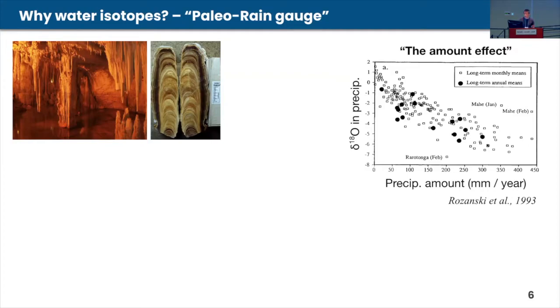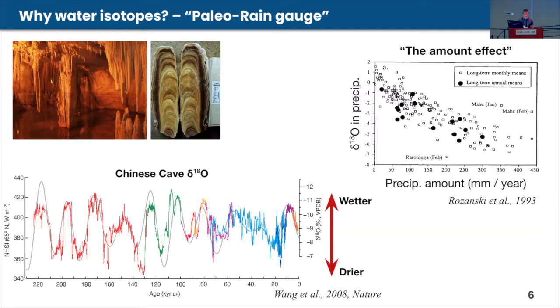The basis is the so-called amount effect. On the plot on the right, the x-axis is the precipitation amount, and the y-axis is the Delta 18O in the precipitation. Again, this is based on present day climate, and you find a nice correspondence between them. If you measure the Delta 18O of the speleothem, which is thought to reflect the past rainfall Delta 18O, you can get an idea about the precipitation during the past climate. That's what is shown here from the Chinese cave, and you see that we can get the monsoon strength for the past climate.